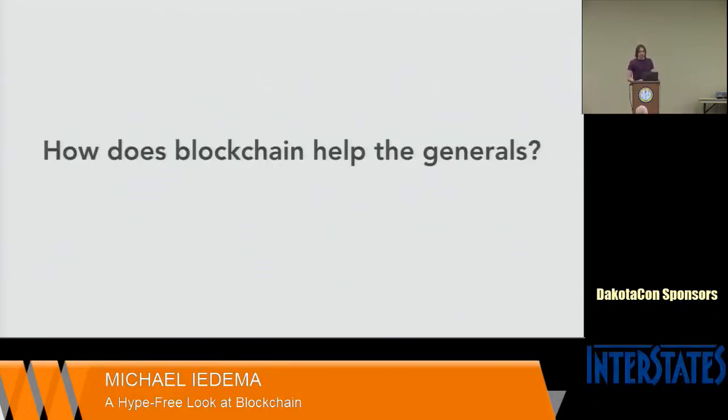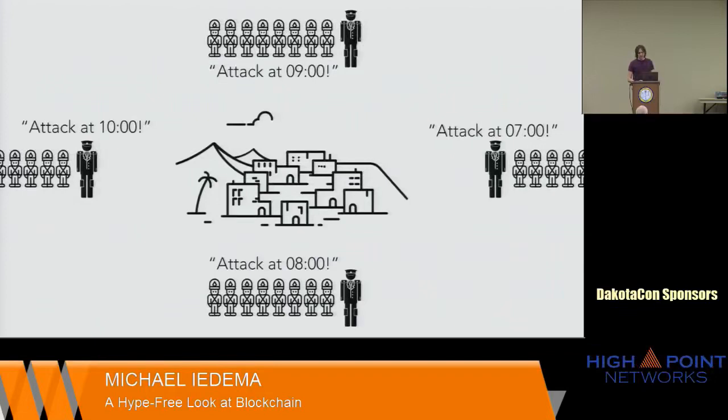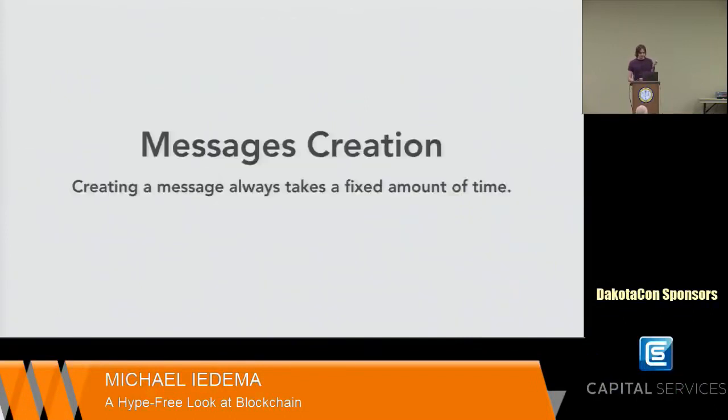How does blockchain help these generals? How do we make an analogy between what blockchain does and this general problem? We still have the generals, they still have different plans. The first guy writes his message, says, we're going to go at 8. Now the thing we have to change is how the messages are created.